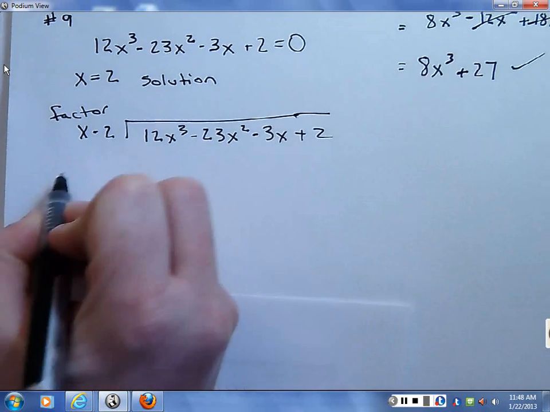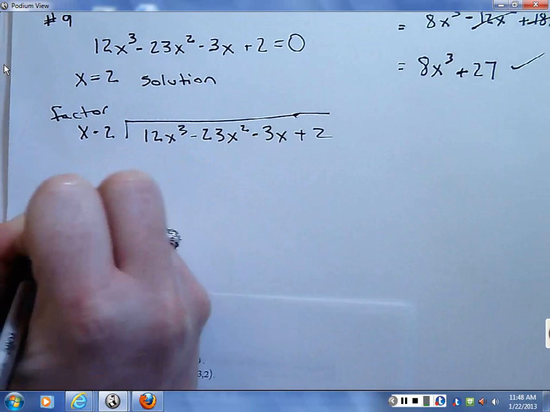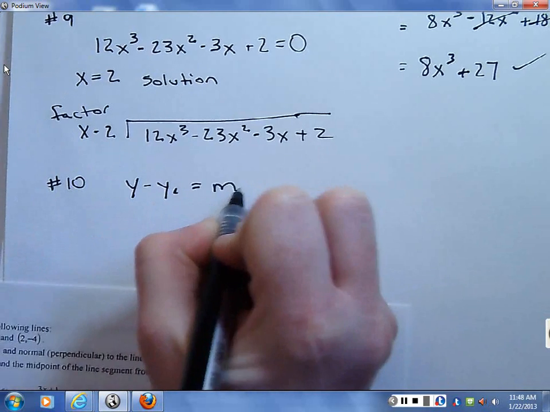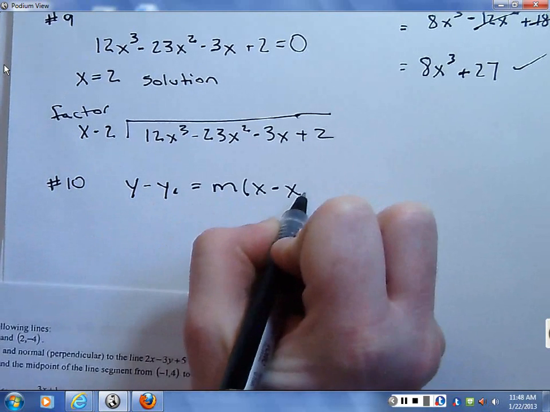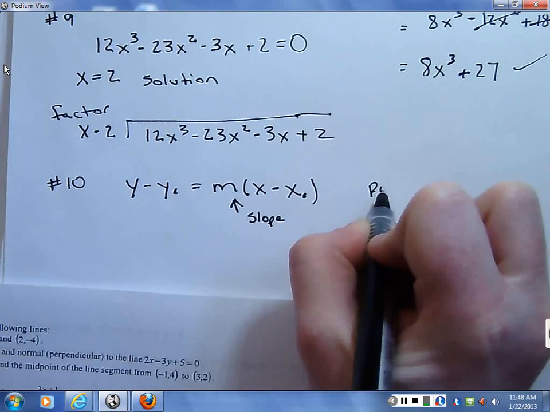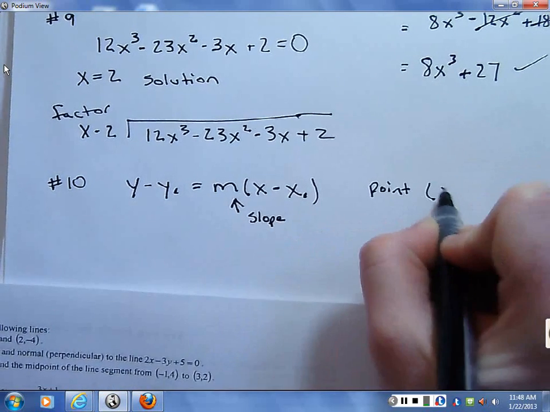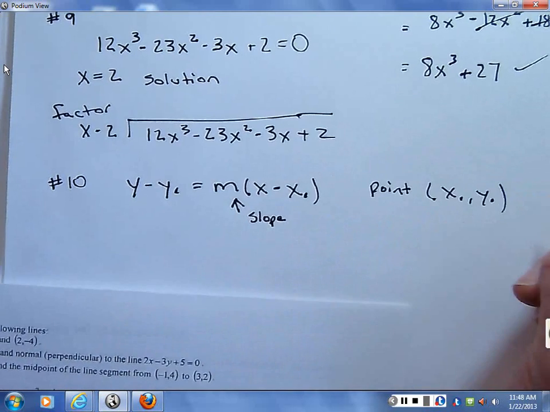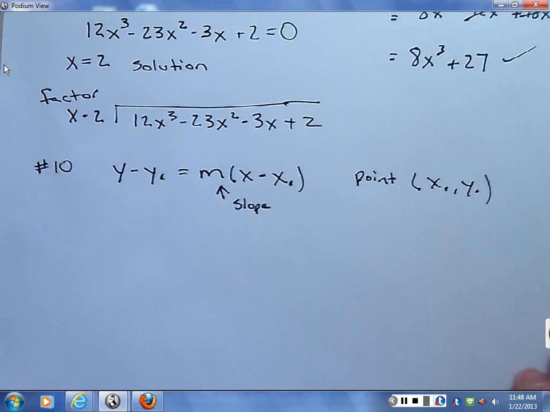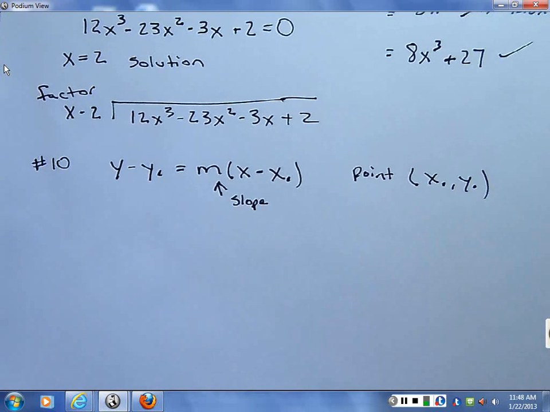So for number 10, you can use y minus y1 equals your slope times x minus x1, and you have the point x1 comma y1. So if you're given a point and a slope, you should be able to find the equation for the line. Find the domain of the function.